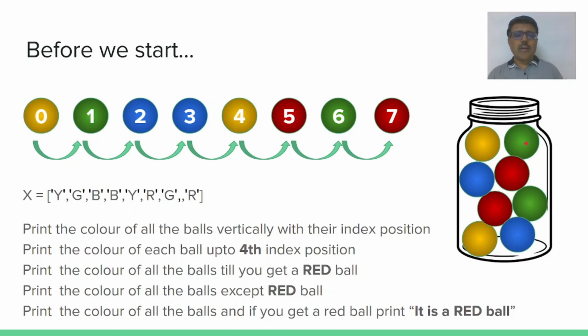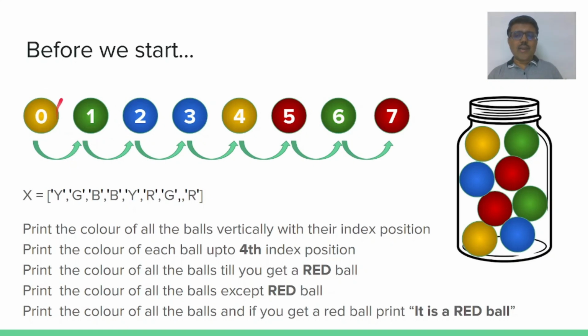Now you are taking one ball randomly from the jar, and whatever the outcome is, you store that value in a list. Let us assume that I'm picking up the first ball. It happens to be, sorry, it happens to be yellow color.